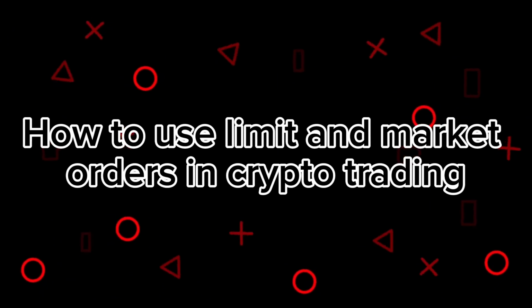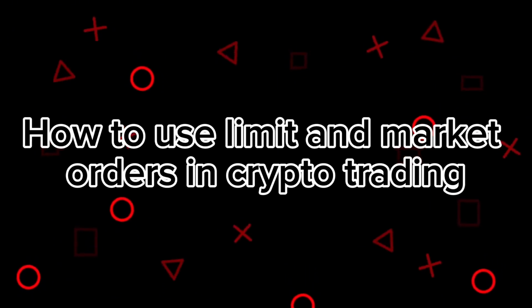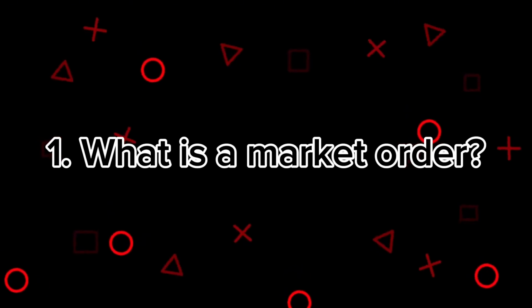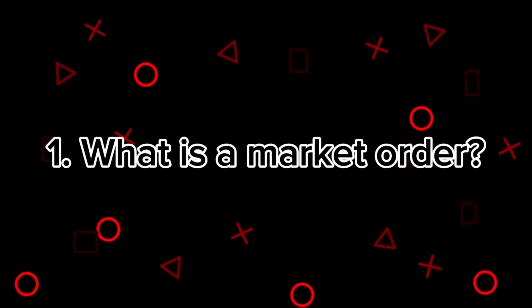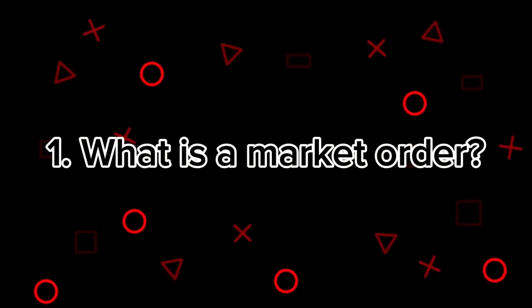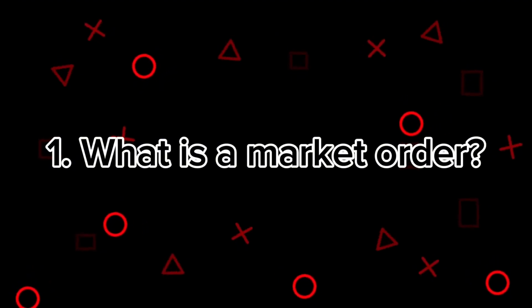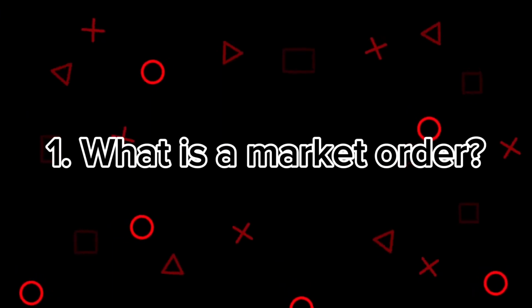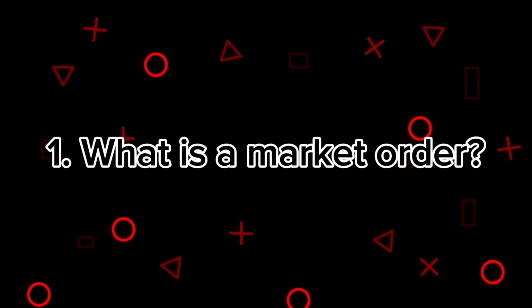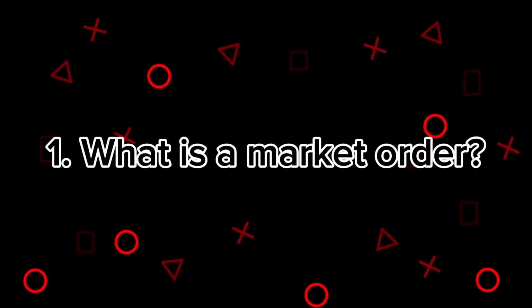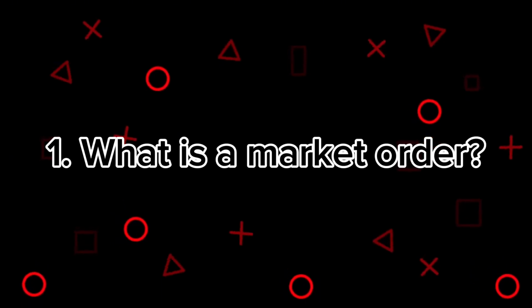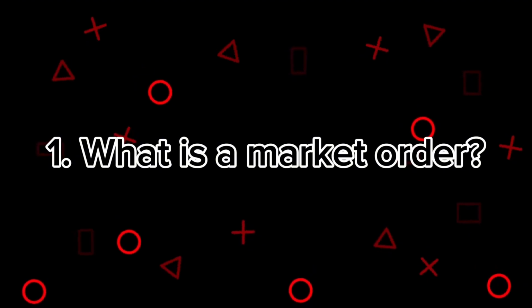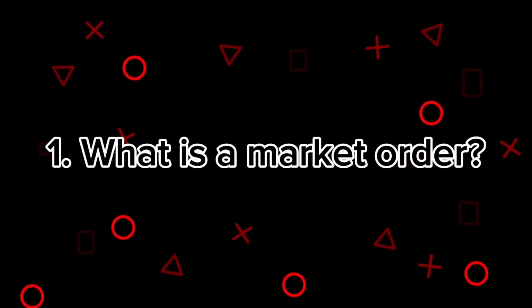Today we dive into how to use limit and market orders in crypto trading. Let's start with market orders. A market order is a request to buy or sell a cryptocurrency at the current market price. This type of order is executed immediately. It's great for traders who want to enter or exit a position quickly.